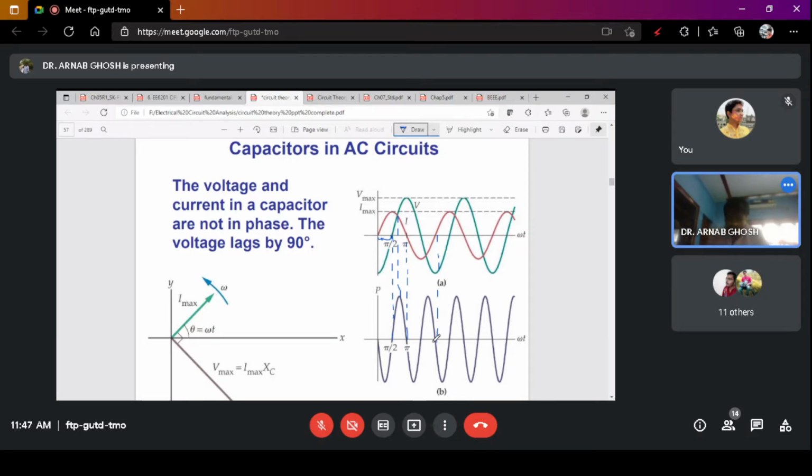Is this clear? Or should I repeat? Please repeat the double part.